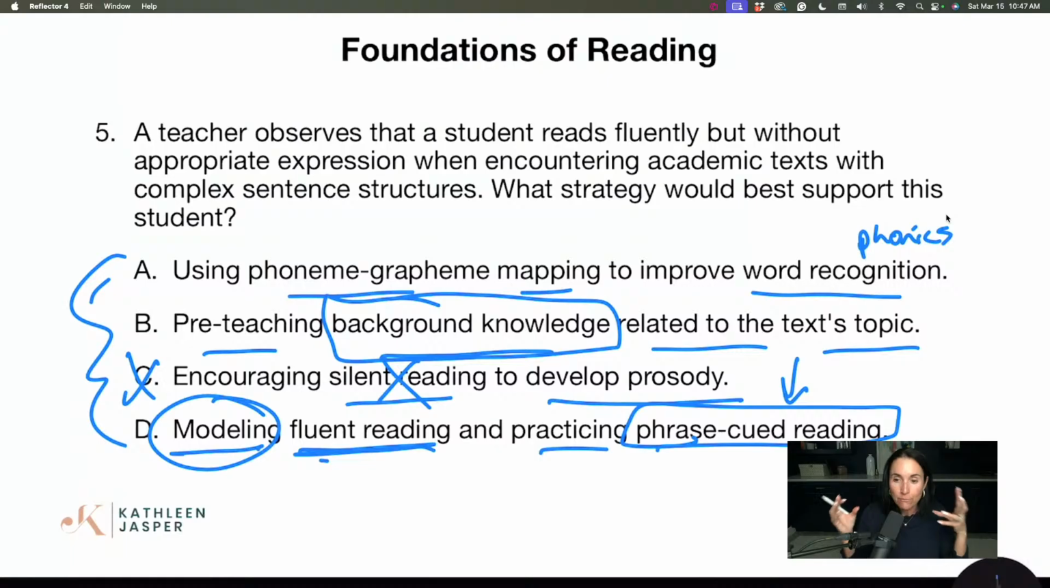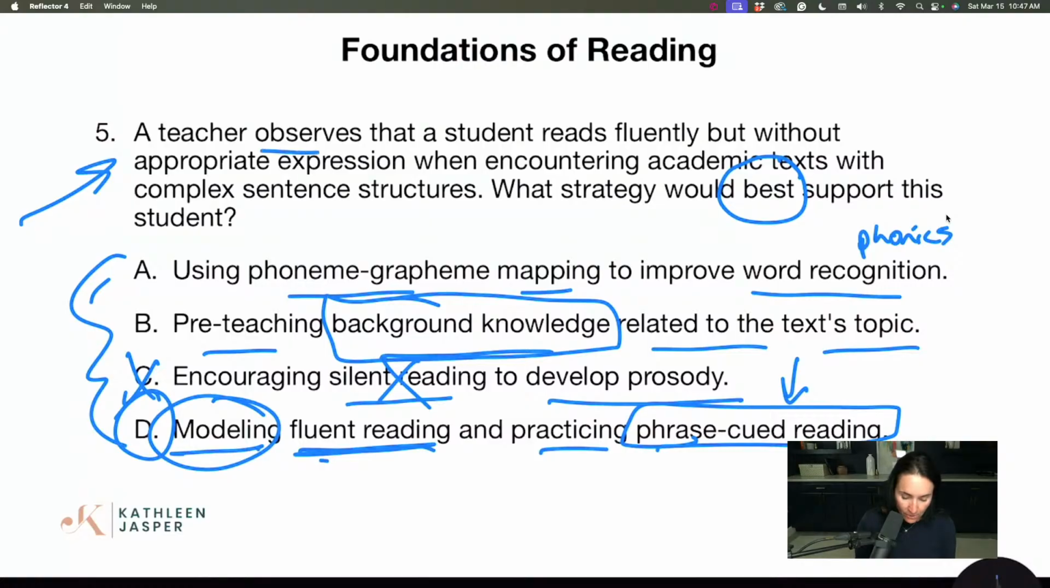That's where you chunk out phrases and you read them with prosody. So I love D because it has all the good words, but I'm not sure what's going on yet. Let's read the question again. The question stem says, which strategy would best support? A, B, and C might support, but we're looking for the best. And D is still in the running as the number one.